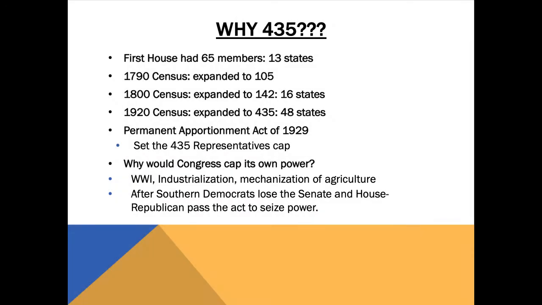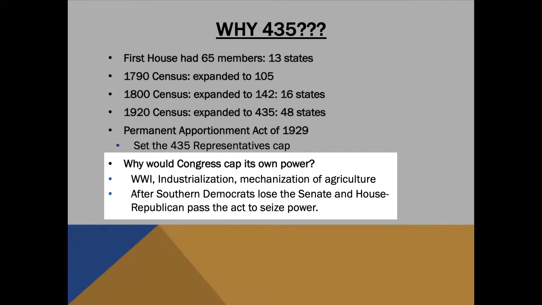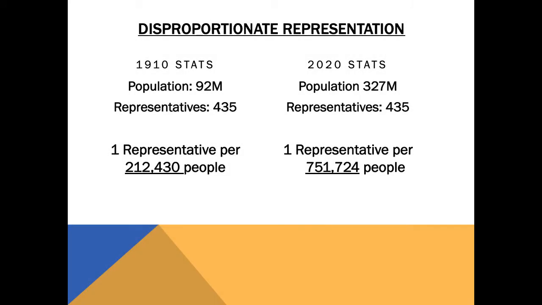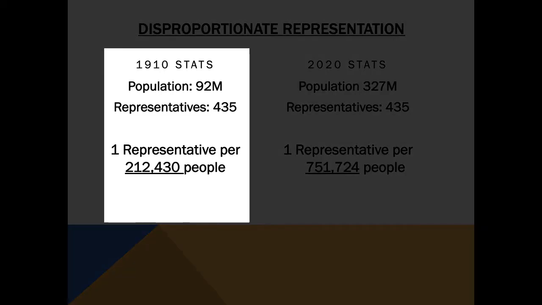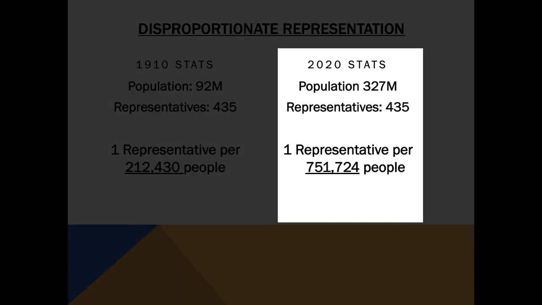So it's no surprise that once Southern Democrats lost power in the Senate, lost power in the House, Republicans capitalized on the opportunity to cap representation at 435. Capping representation at 435 members has led to disproportionate representation in Congress. In 1910, the United States population was about 92 million people. That means that each member of the House represented approximately 212,000 people. Since the number of representatives has remained the same over the last 100 years, while population has virtually exploded, each member of the House now represents close to 750,000 people.